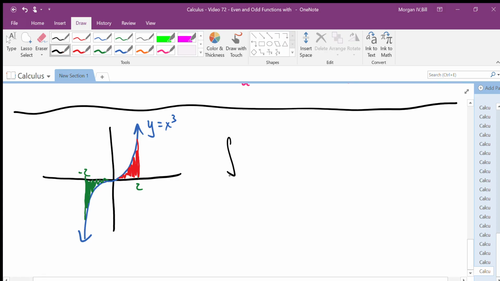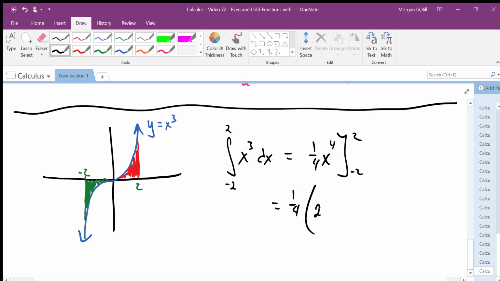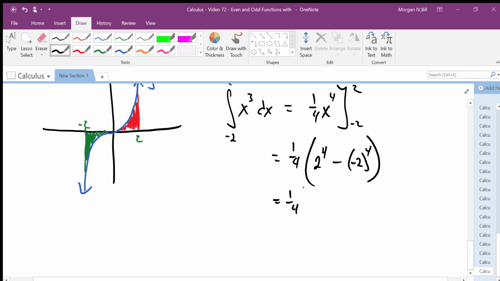If I have the integral from negative 2 to 2 of x cubed dx, that would be 1/4 x to the 4th, evaluated from negative 2 to 2. If we plug in, pull out the 1/4, if we plug in 2, we get 2 to the 4th, minus negative 2 to the 4th. That would be 1/4 times 2 to the 4th, 16, minus negative 2 to the 4th, also 16, and 1/4 times 0 is 0. We get an answer of 0.